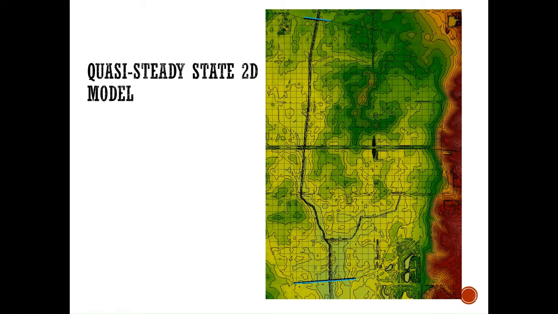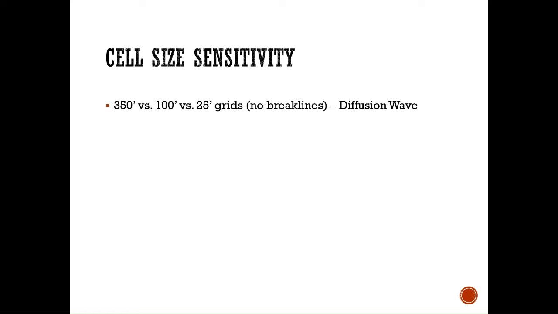So for this example, we're going to be doing a quasi-steady state 2D model. When I say quasi-steady state, what we're going to be doing here in this example is running up a flow hydrograph until it achieves a steady flow condition, and looking at how the 2D model is going to respond to different model parameters.